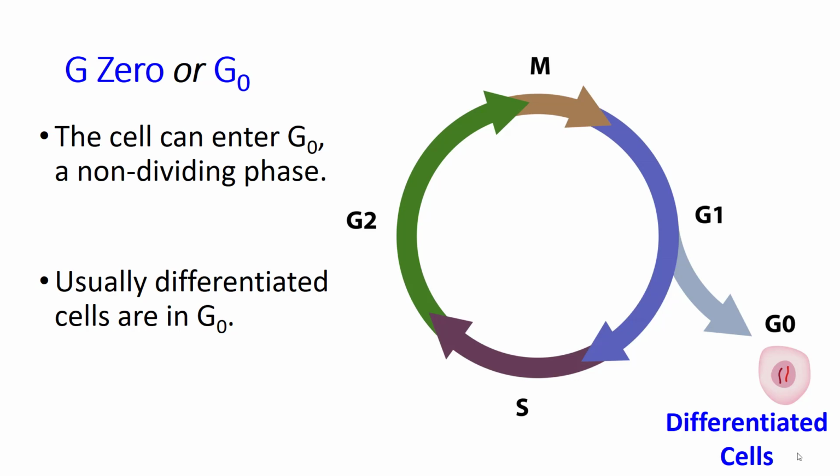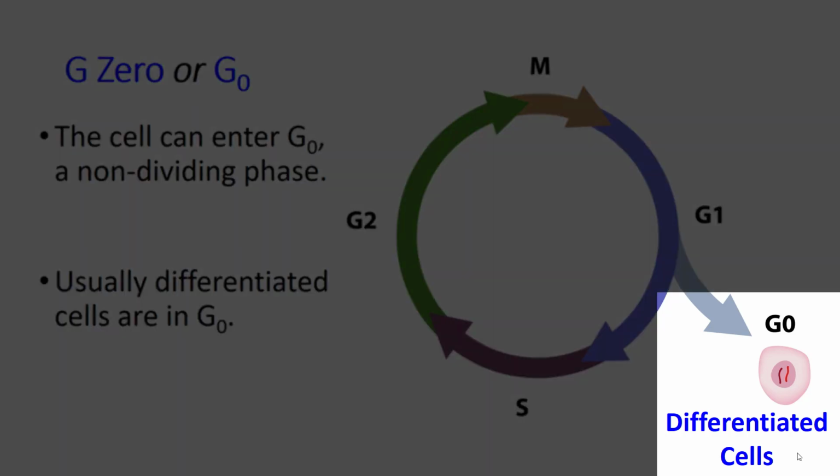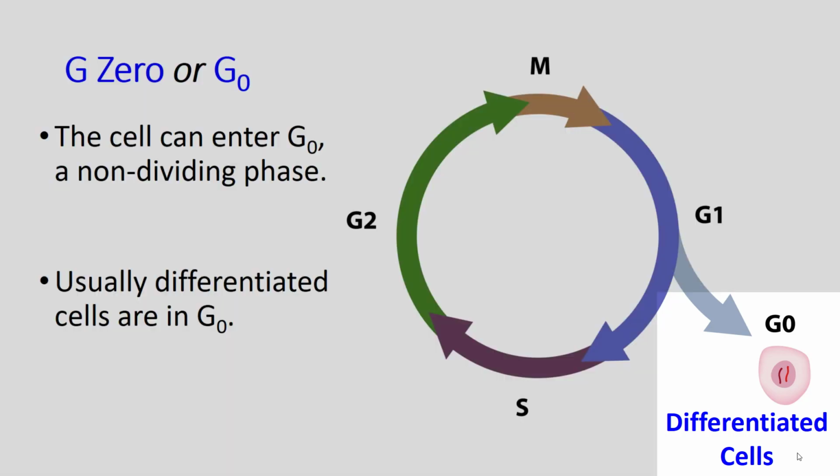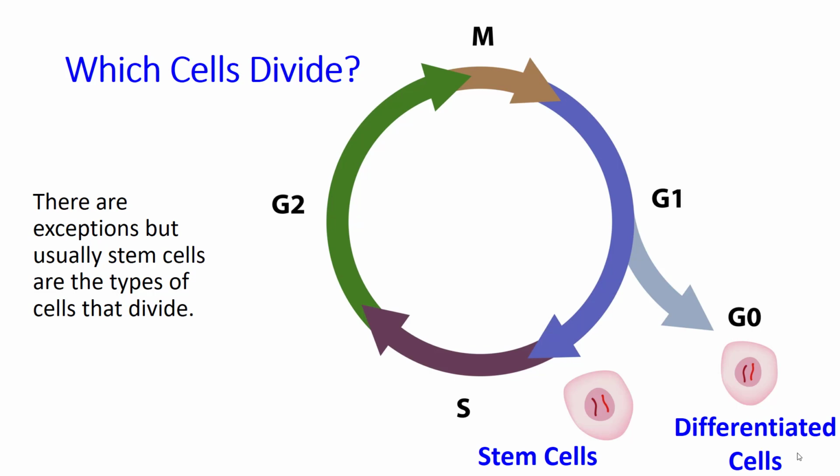So you know about the cell cycle, right? G1, S, G2, and mitosis. Well, there's a phase called G0, and it's for non-dividing cells. It's a non-dividing state, and usually differentiated cells go into G0. So then which cells divide? And of course the answer is stem cells are the ones that usually divide.